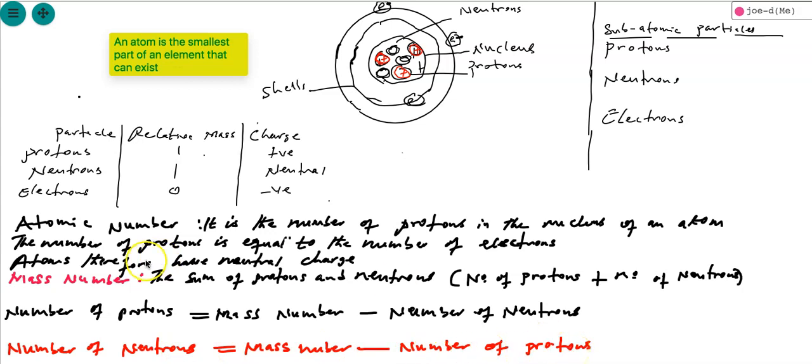Okay, so mass number is protons plus neutrons. Neutron number is mass number minus proton number, and number of protons equals mass number minus number of neutrons. Pay attention to this. You have to take note of these formulas going forward. We will use them to do our calculations.